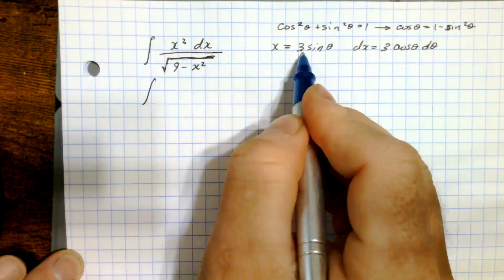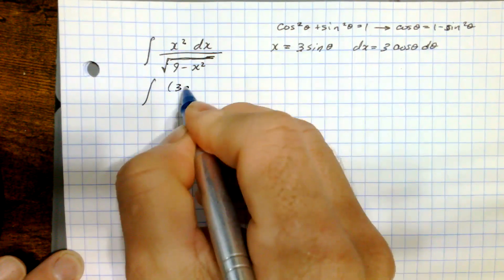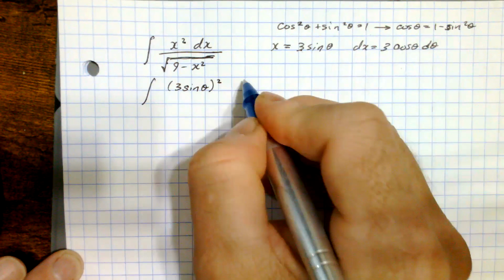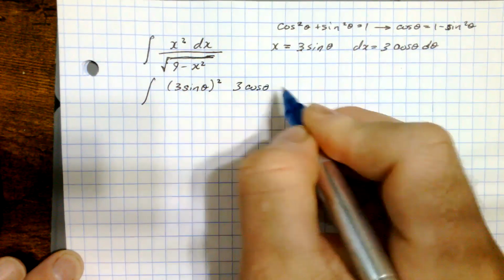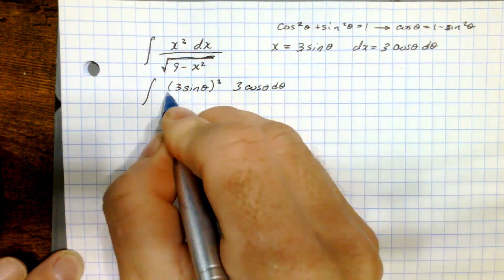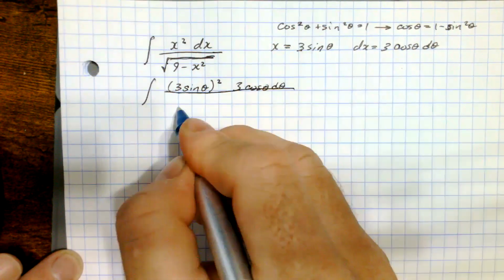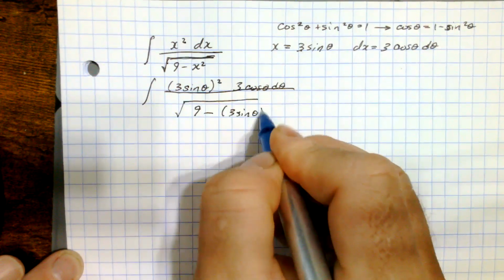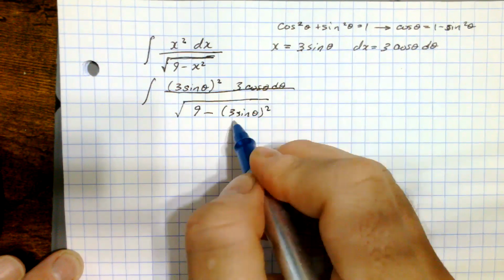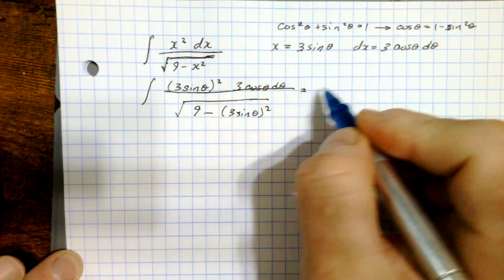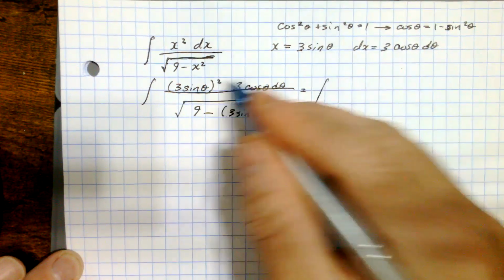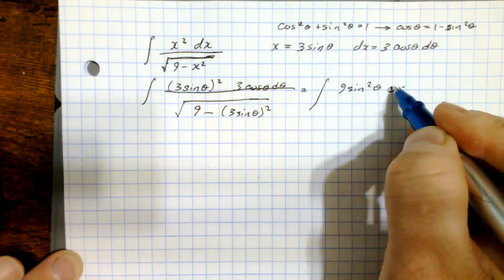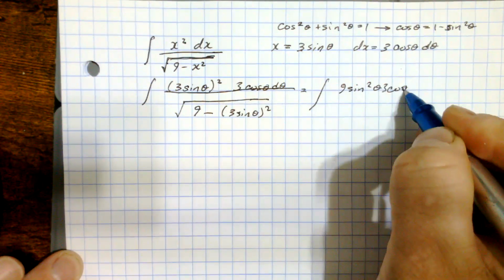Okay, so x is equal to 3 sine theta. So this is going to be 3 sine theta squared, replacing this x squared here. dx is 3 cosine theta d theta, so that's the dx part. And then downstairs, I have a square root of 9 minus 3 sine theta squared. Simplifying everything out in the next part here, this is going to give me 9 sine squared theta, and 3 cosine theta d theta.